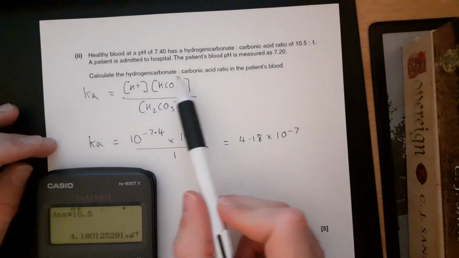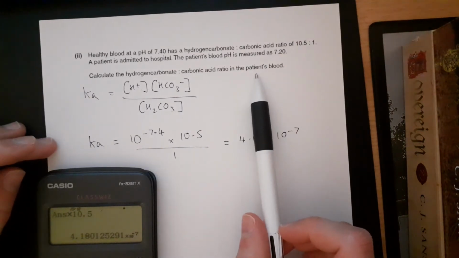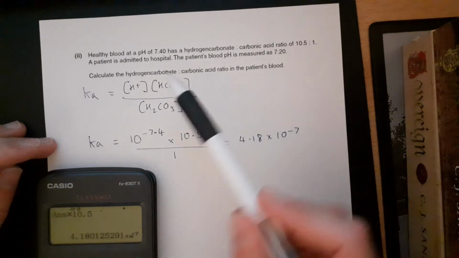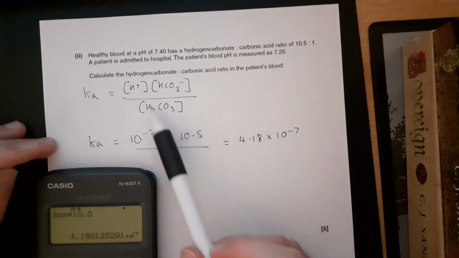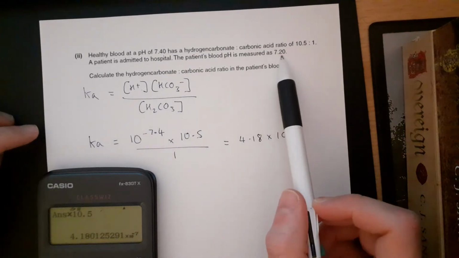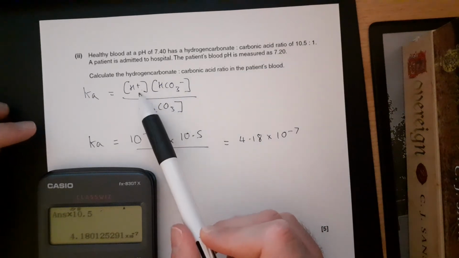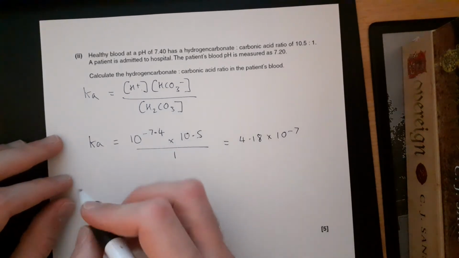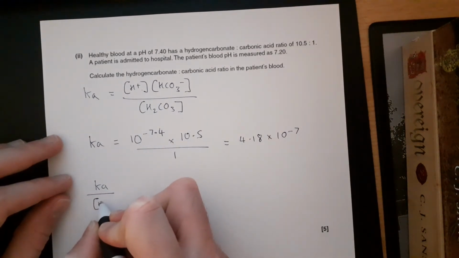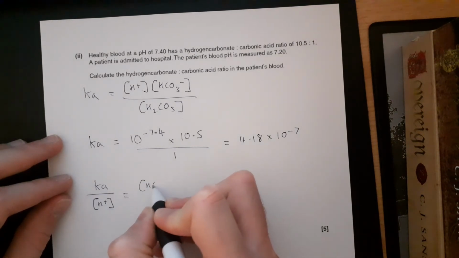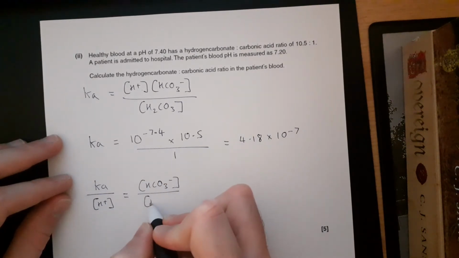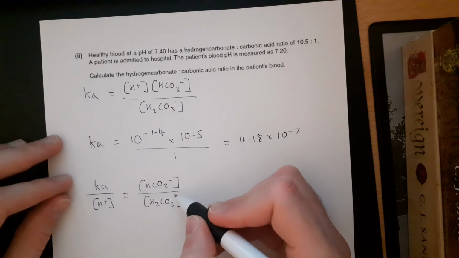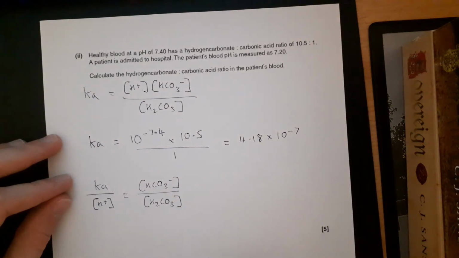Right, then it wants us to calculate the hydrogen carbonate to carbonic acid ratio in the patient's blood. So what we're looking for here then is this ratio between these two. We now know what the Ka is, and we can work out the H+ concentration in the patient's blood from the pH. So we just want to rearrange this to get this ratio now. So all we need to do is divide by H+, because we can say that the Ka divided by the H+ concentration will be hydrogen carbonate over carbonic acid. Yeah, and this ratio is what we want.